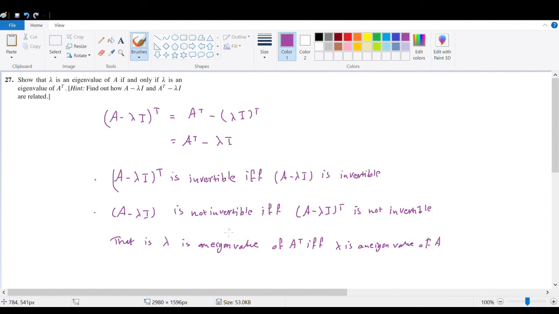Because once we solve to find the eigenvalue, we need to solve the system A minus lambda I multiplied by x is equal to 0. And we know that the transpose of this one is represented by A transpose minus lambda I. If we can solve the system and find lambda, that means lambda will be the same for A and A transpose. That means they are related, and the eigenvalue for A is the same as the eigenvalue for A transpose.